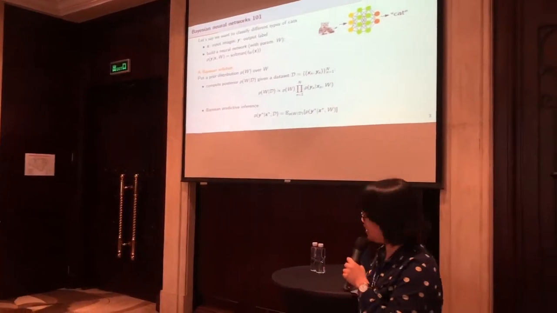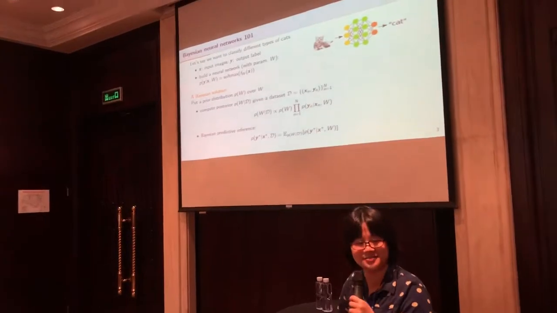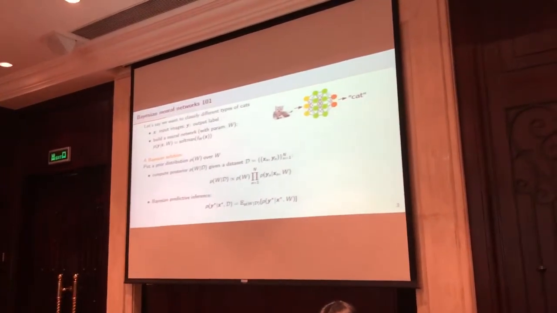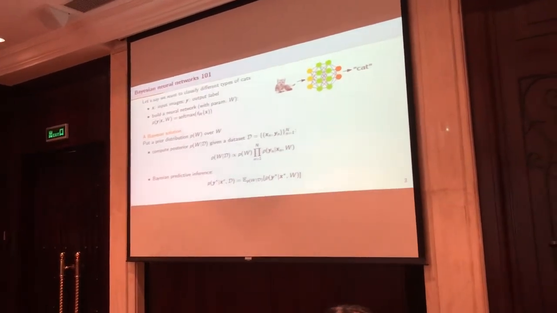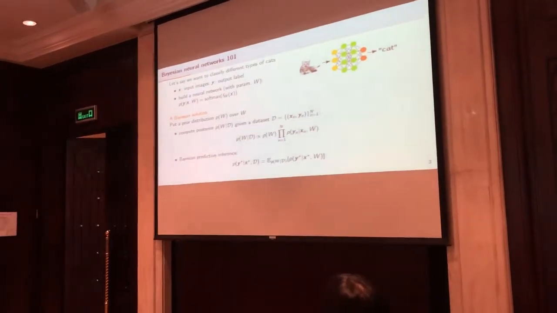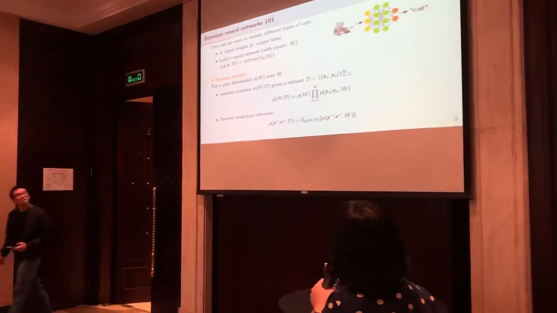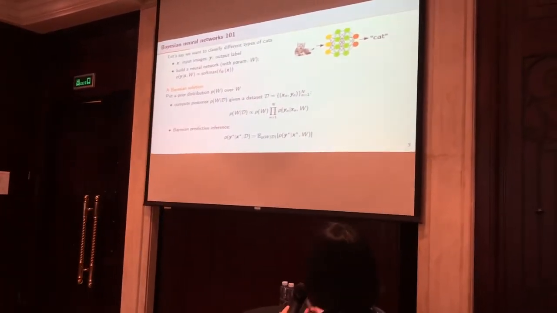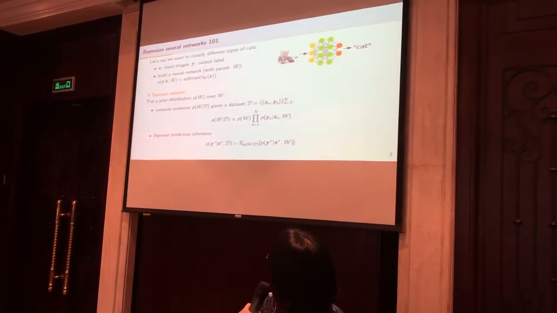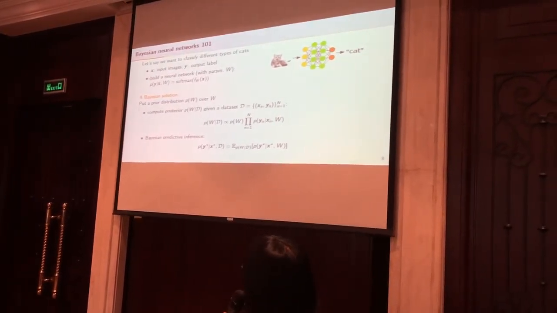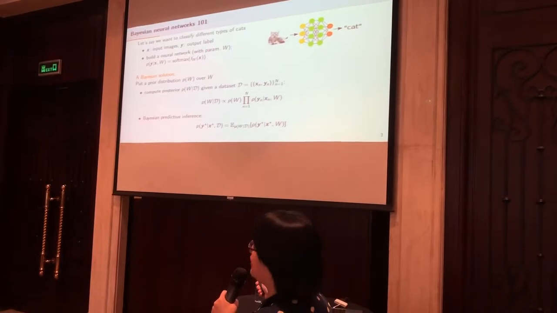In this conference, I've seen some people doing uncertainty estimation with Bayesian neural networks. I'll give you a very brief recap of what we mean by Bayesian neural networks. In this case, I'm considering classification, classifying different types of cats. If you build a neural network to do that, the neural network will have some parameters, and then you have some input.